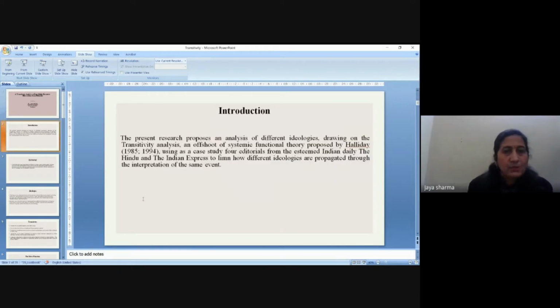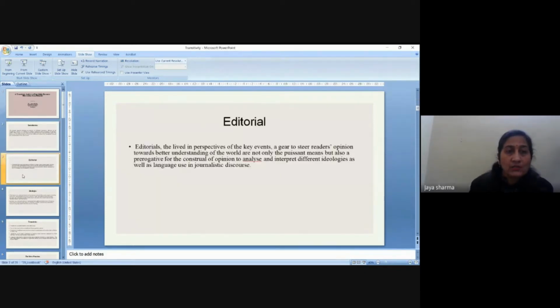The present research proposes an analysis of different ideologies, drawing on the transitivity analysis, an offshoot of systemic functional theory proposed by Halliday, using as a case study 4 editorials from the esteemed Indian dailies The Hindu and the Indian Express, to learn how different ideologies are propagated through the interpretation of the same event.